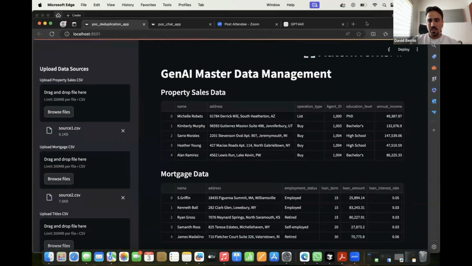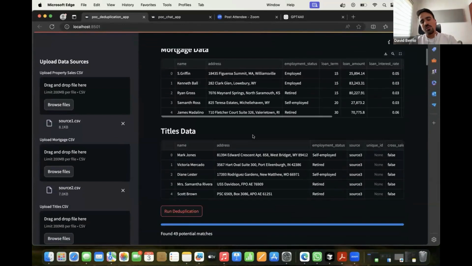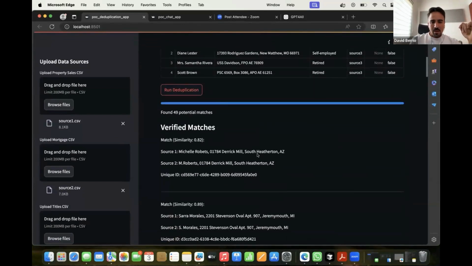So I already ran this process because it's taking a few minutes, but I want to show you how it looks like. So these are some of the candidates. For example, if you see here, it found on one source this person, Mr. Roberts, and then in another source, it's represented as M. Roberts.